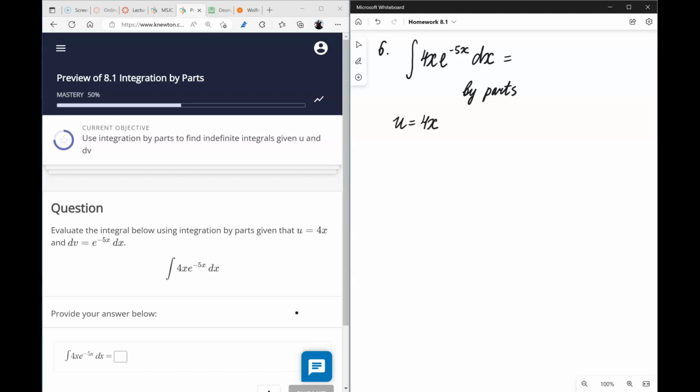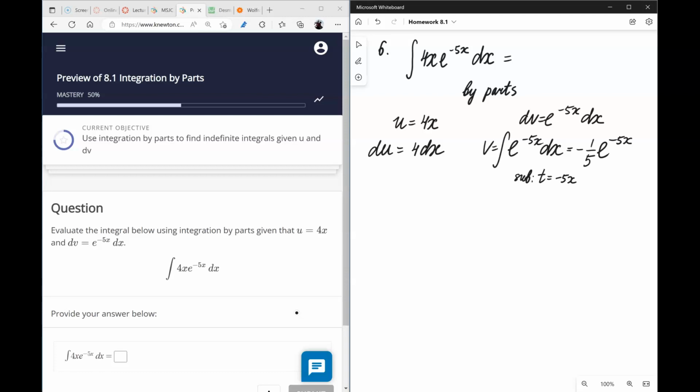So if u is equal to 4x and dv is equal to e to the negative 5x dx, then du is equal to 4 dx, and v is equal to integral of e to the negative 5x dx. And again, it's a simple integral, simple linear substitution, and here's the answer. If you need help, I would suggest you pause this and do this integral by hand. But here's the hint: it's just a substitution, t equals negative 5x, and it gives you this result. So this is my integration by parts setup, and now I continue with my solution here.